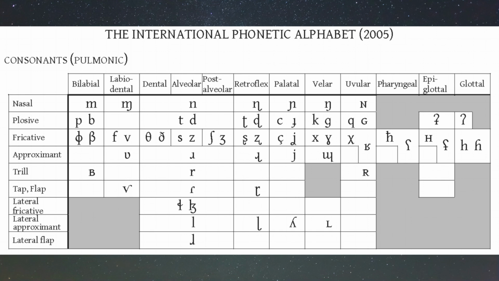Some may wonder, are there other ways to produce sounds without lung airflow? The answer is yes, but those sounds are not significant in languages, so we will just focus on this chart. The IPA consonant chart also has three main attributes, similar to the vowel chart. The horizontal axis indicates the place of articulation.